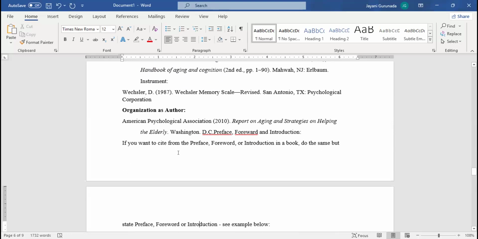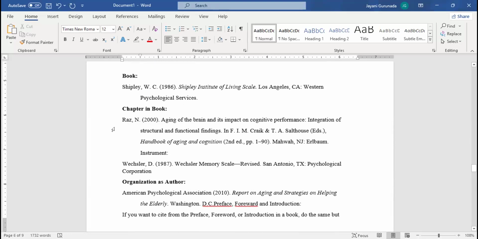Okay. For a chapter in a book, a book chapter, there are book chapters. Then the name, RAS, N., year, Aging of the Brain and Its Impact on Cognitive Performance, Integration of Structural and Functional Findings. It is the topic. Then for the book chapter, these are the editors, right? This is the book, Handbook of Aging and Cognition, italicized. Second edition, pages 1 to 90. So this is the address where the press or whatever the place is, right?